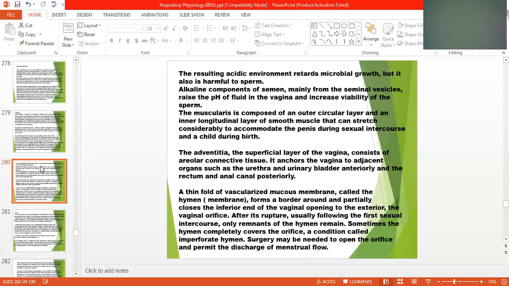After its rupture, usually following the first sexual intercourse, only a remnant of the hymen remains. Sometimes the hymen completely covers the orifice, a condition called imperforate hymen. Surgery may be needed to open the orifice and permit the discharge of menstrual flow.